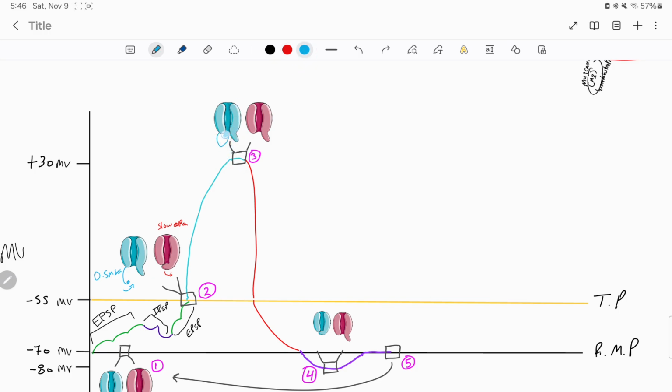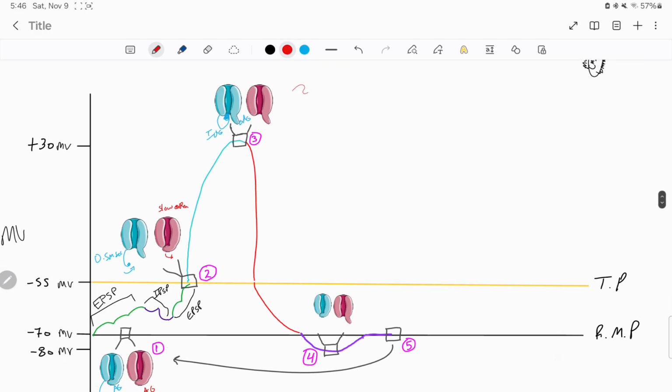This guy is going to be closed. This guy, the inactivation gate is closed, while the activation gate is fully open. Okay, what about the potassium channel? Well, the potassium channel, the activation gate is now fully open, and now it's going to allow potassium to actually leave the cell. So potassium leaving the cell, okay, which makes the inside more negative.